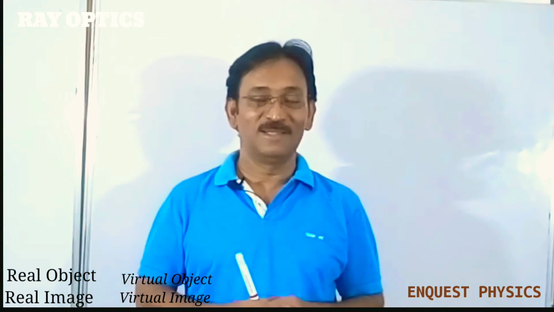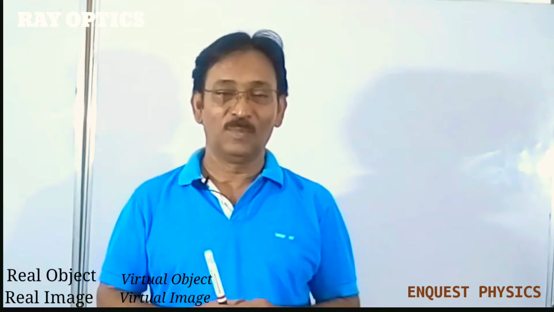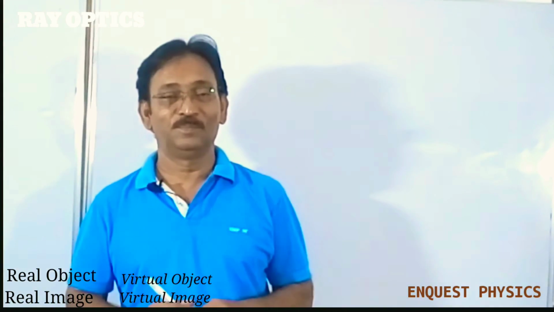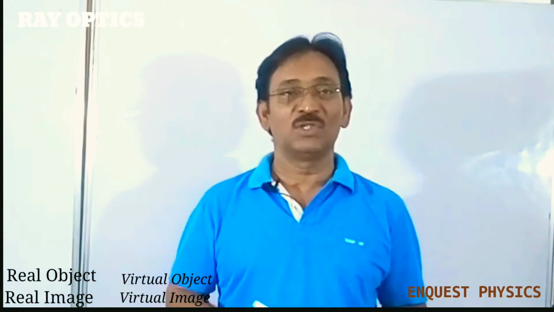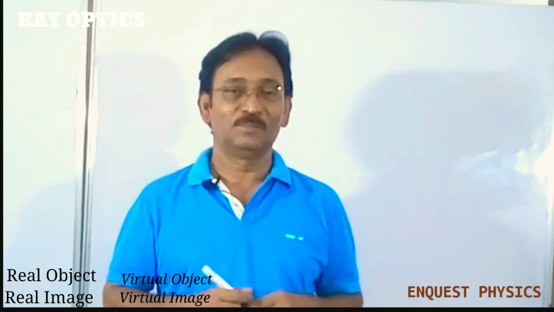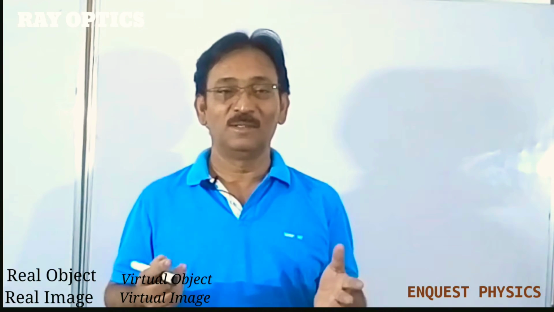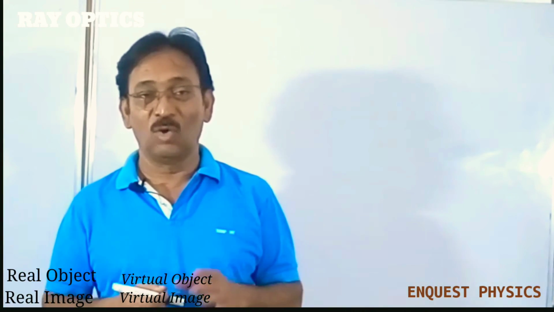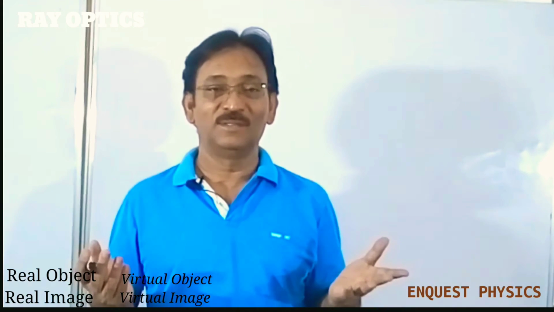To understand what an image is and what an object is, we have to work up to some level. First we have to understand what an object is. In everyday life we come across so many objects. Me, I'm an object, but I am non-luminous. And the second one is self-luminous, meaning objects which give light.